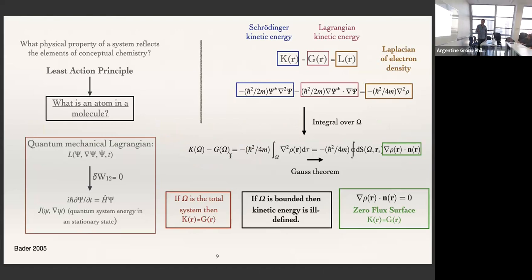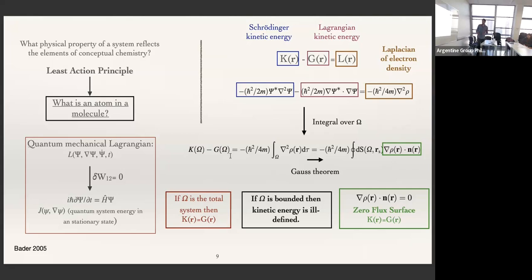this property is the action, and then he puts forward the idea that it is possible to define what an atom in a molecule is in terms of the least action principle and the Lagrangian method. Then Bader applies the Lagrangian method to quantum mechanics, and by minimizing the action, he obtains the Schrödinger equation and the energy functional for a quantum system in a stationary state.